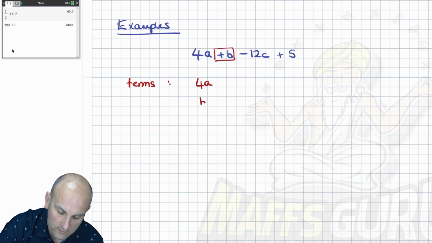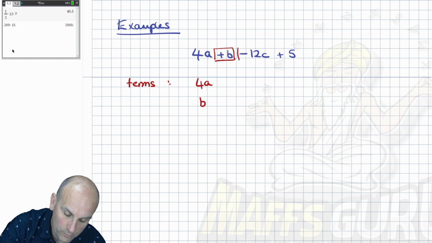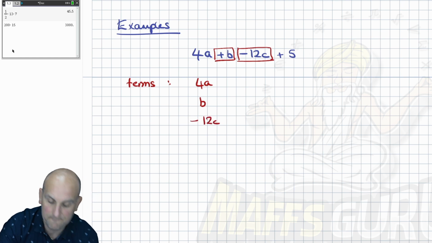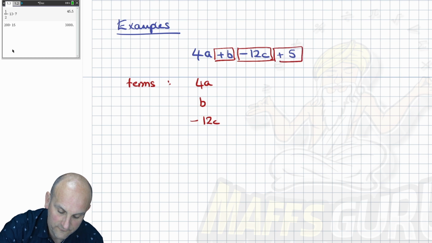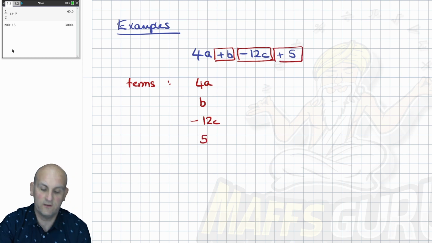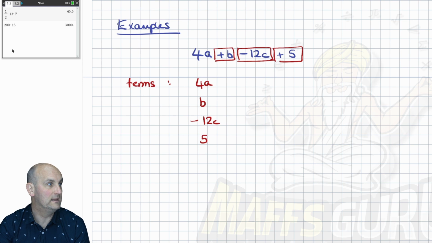Now, convention is we don't write a positive in front of anything. The next term would be minus 12C. So minus 12C, that minus sign is really important. And then the plus 5. Again, convention states I don't need to write the plus, and there are my 4 terms. So we should have known there were 4 terms because there are 4 things separated by a plus or a minus. Next one says, in that expression, state the coefficients of A, B, and C.